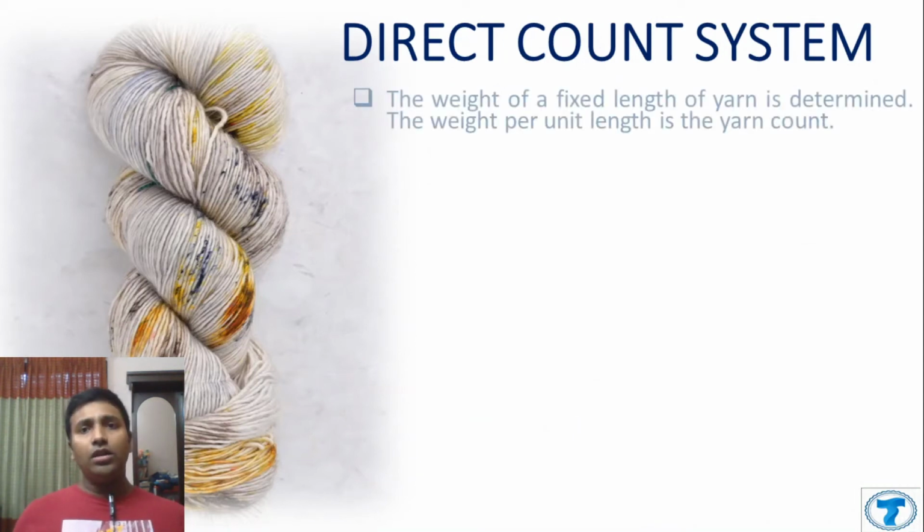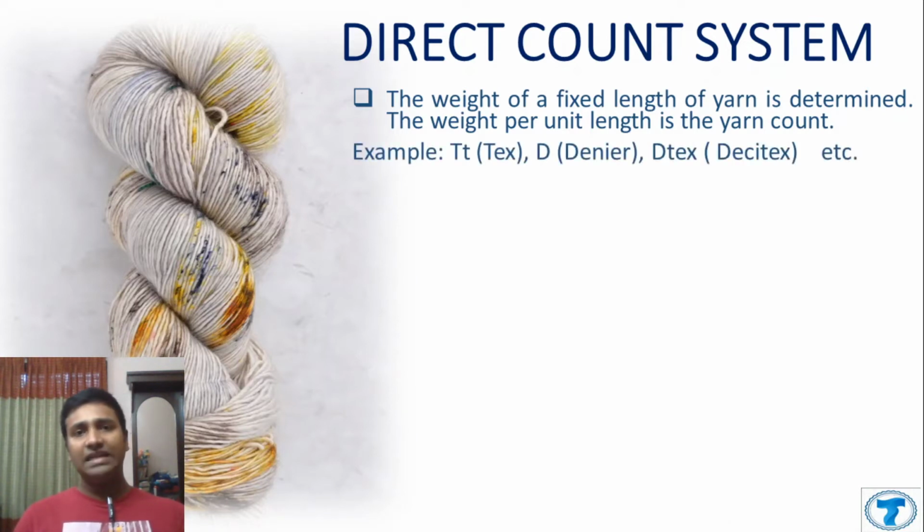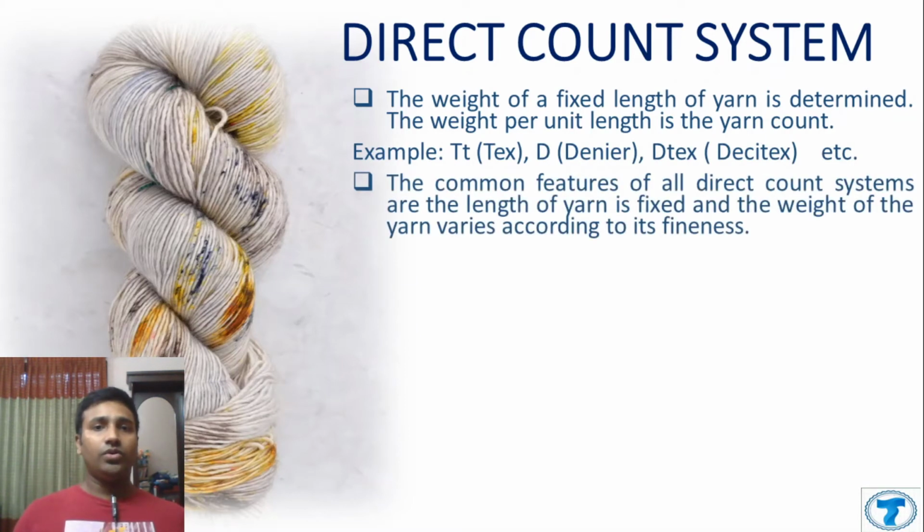It's almost the opposite of the indirect count system. Here the weight of a fixed length of yarn is determined. The weight per unit length of the yarn is the count in direct count systems. For example, tex, denier, decitex and so on. The common feature of all the direct count systems is that the length of the yarn is fixed and the weight of the yarn varies according to its fineness.